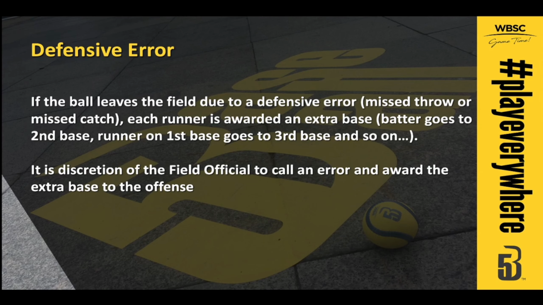And that's another big difference between Baseball 5 and baseball and softball. Errors are not given by scorekeepers, they're given by field officials in Baseball 5, and it will result in extra bases being awarded.